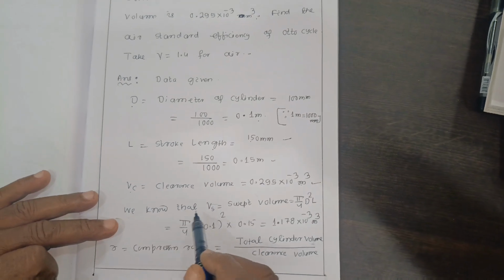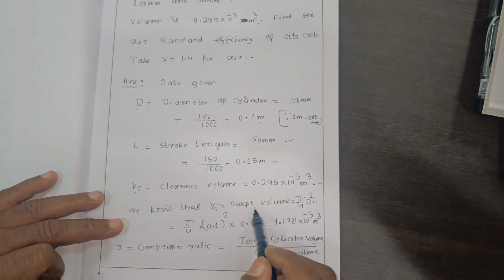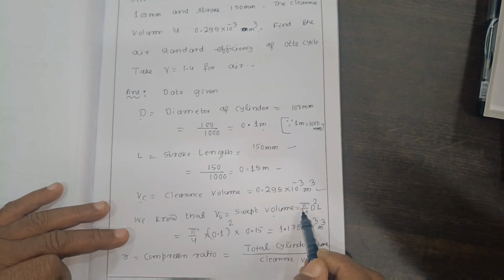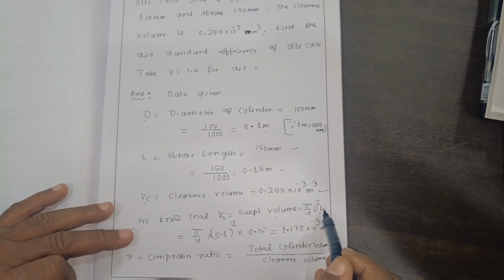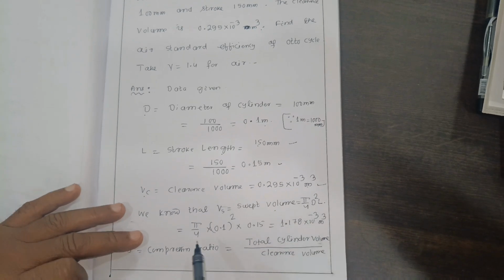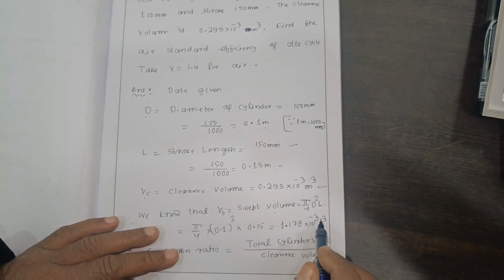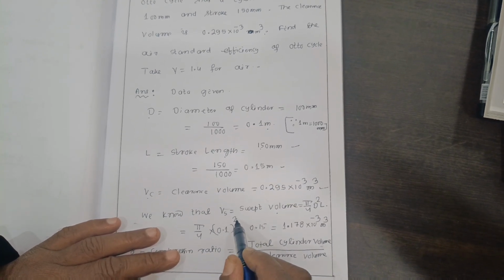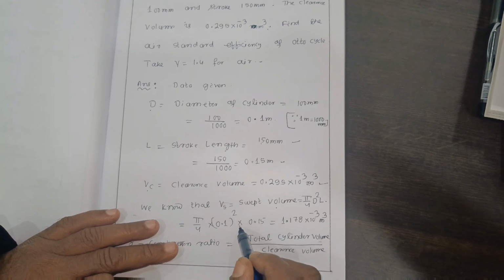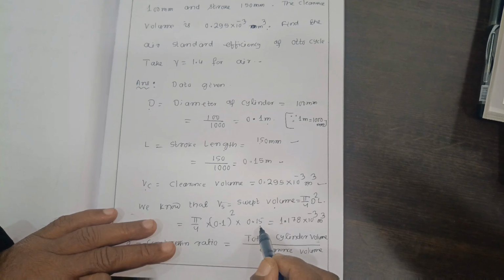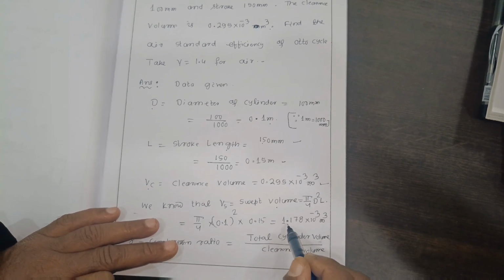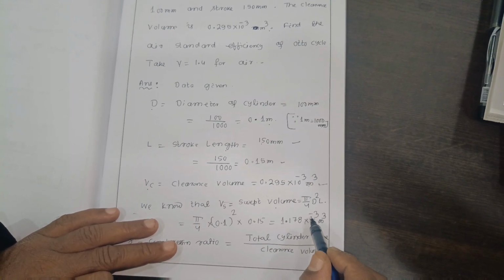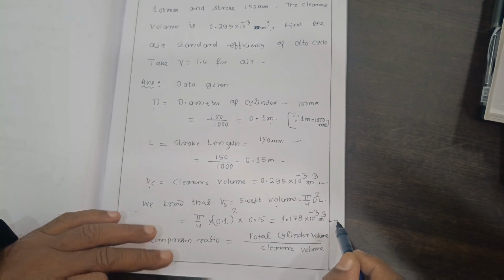We know that Vs is equal to swept volume or stroke volume is equal to pi by 4 d square L. Then after putting the values, we have pi by 4 into 0.1 to the power 2, that is square, into 0.15 is equal to 1.178 into 10 to the power minus 3 meter cube.